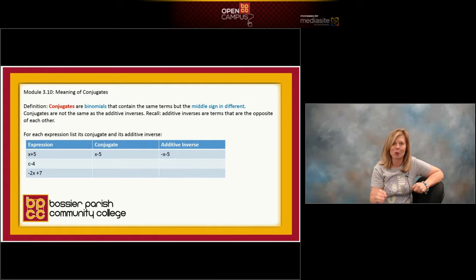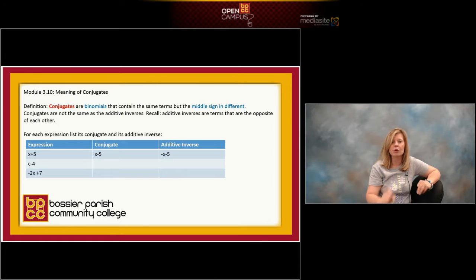So we have to be careful with this word, that we only talk about the word conjugate with a binomial. The definition says a conjugate is when you take a binomial and you change the symbol in the middle. You make only the symbol in the middle the opposite. And that's important because it's not saying you take the binomial and you change both terms. You just change that symbol, that sign in the middle.